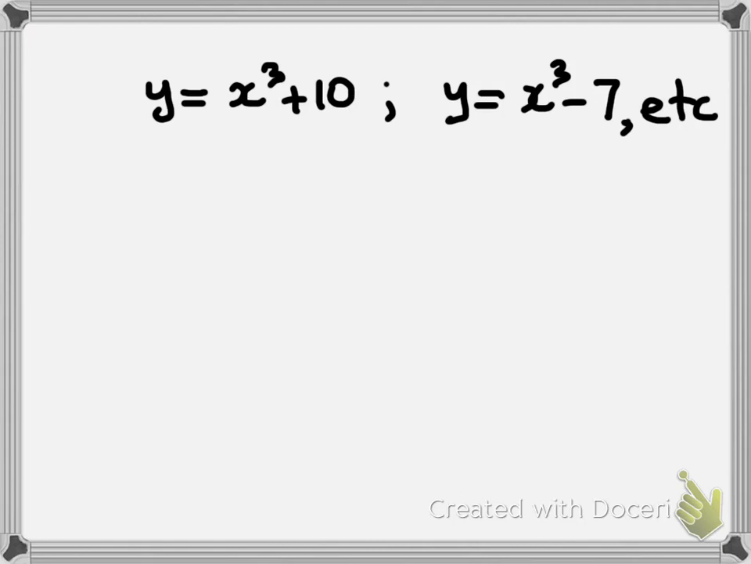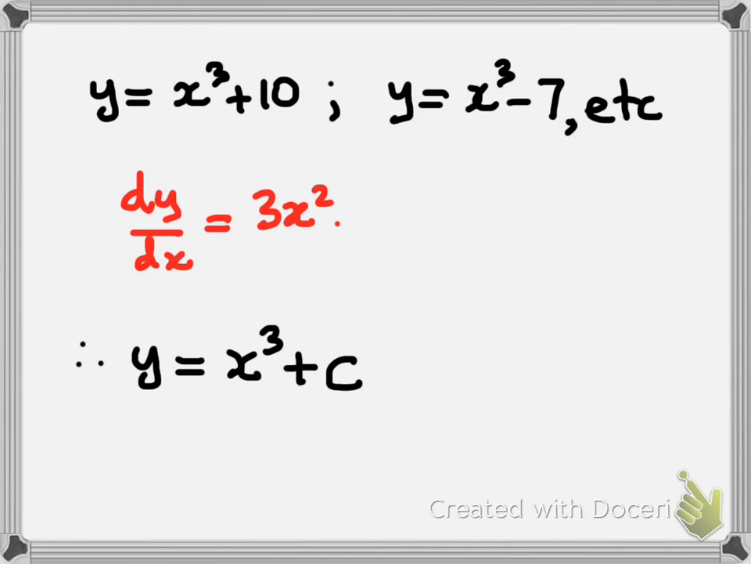So I have a few examples for you, like x cubed plus 10, x cubed minus 7. If you take the derivative of these functions, you will get 3x squared, which is why you would have the constant c when you talk about the antiderivative. Later on, maybe we'll see how to find the constant c, but generally speaking, when you take the antiderivative of a function, you always have this constant c in your result.